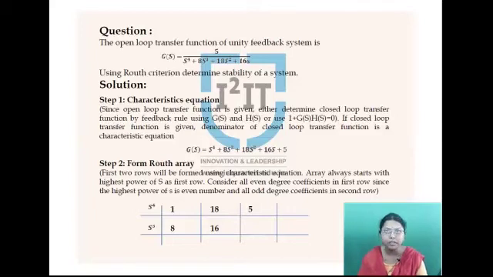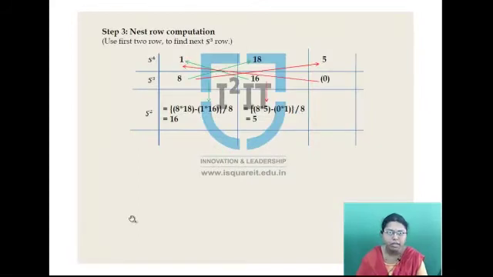Now further, in each row, the power of s has to be reduced and the computation has to be done. So we'll see how to do that in step number 3. Now, the first two rows are written from the characteristic equation. Now we have to write the next row. The next row will obviously be the s² row. Now this s² row needs to be computed.